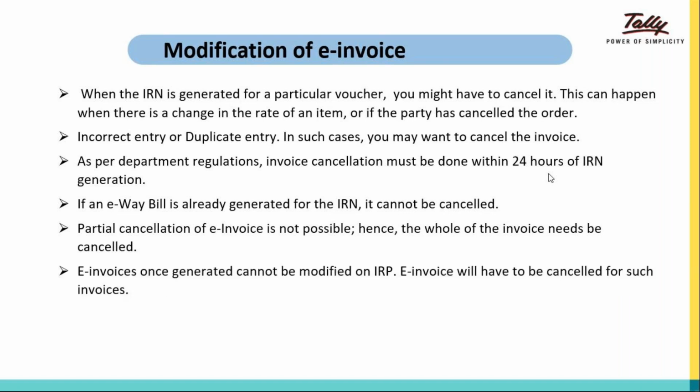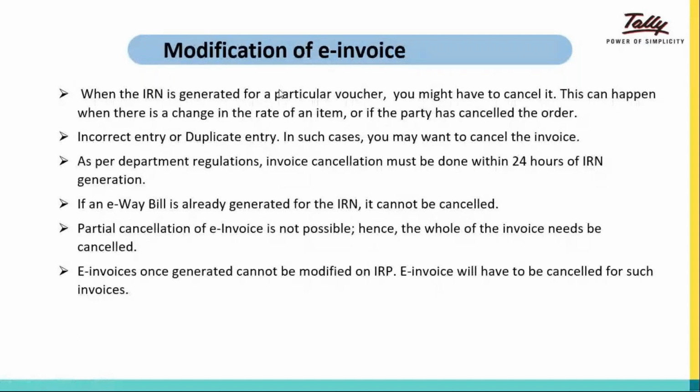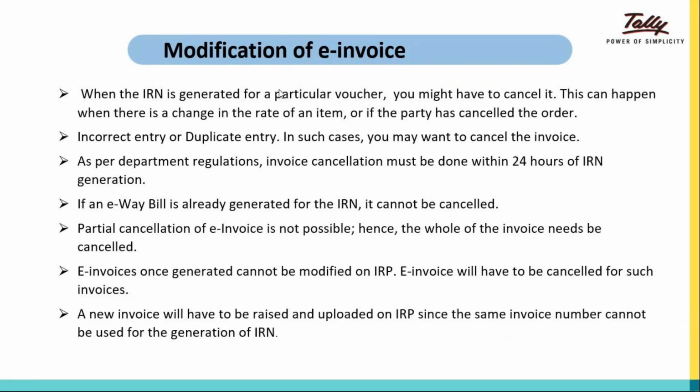The sixth point here says that e-invoices once generated cannot be modified on IRP. So if you generate your e-invoice, you cannot make any modification to that in the invoice registration portal. For example, you might have given some incorrect or wrong information. You cannot go to the IRP and modify the e-invoice. What you have to do is completely cancel the e-invoice and generate a new invoice. And after generating a new invoice, you have to upload the new invoice in the IRP once again.